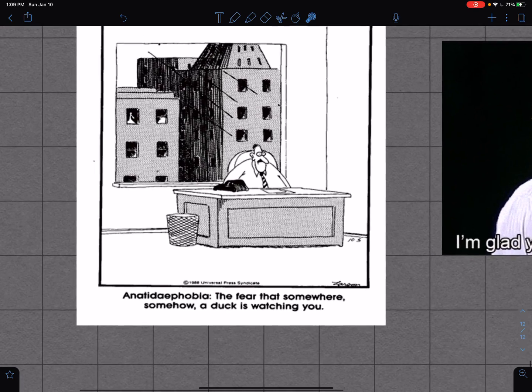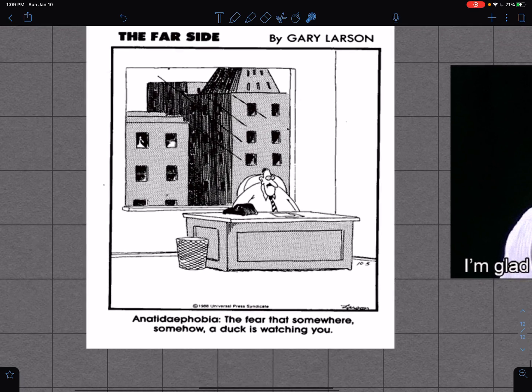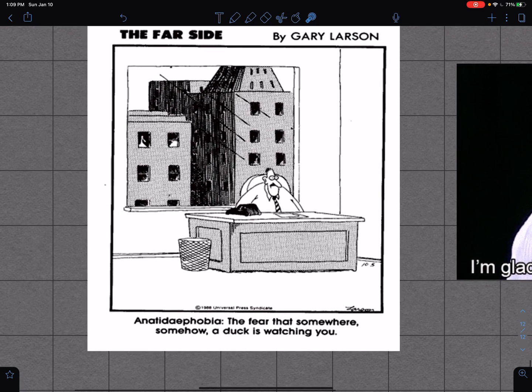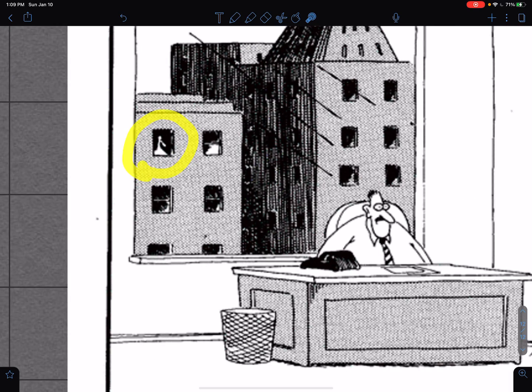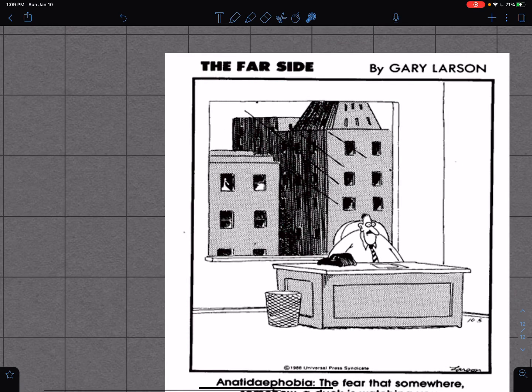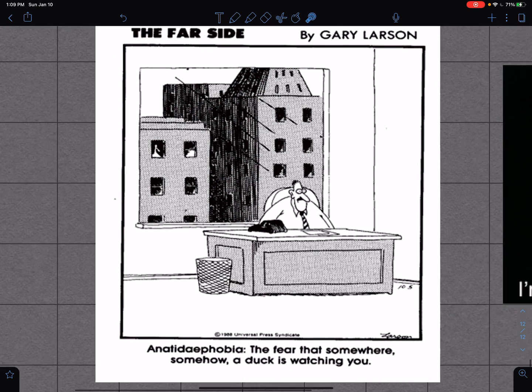And then here's the Far Side cartoon for today. And the word is anatidophobia. I'm pretty sure that that is a made-up word, not a real condition. But it says, the fear that somewhere, somehow, a duck is watching you. It looks like this man is suffering from anatidophobia or whatever. And he might have a reason, right? Maybe. Somewhere, somehow, a duck is watching him.